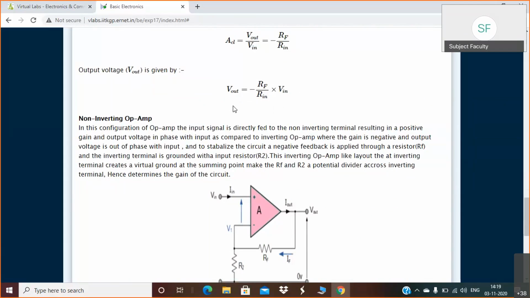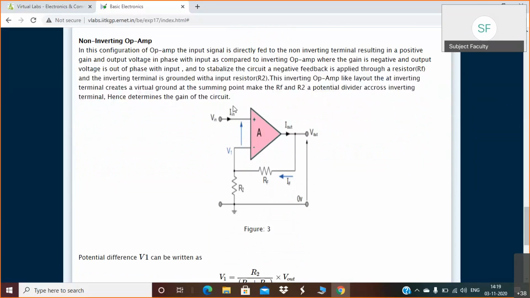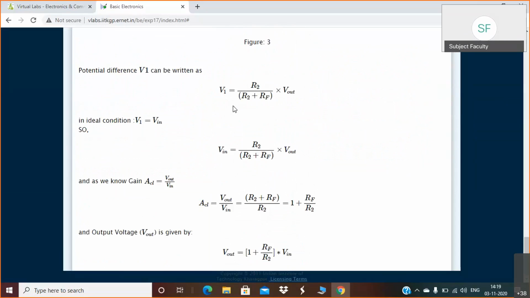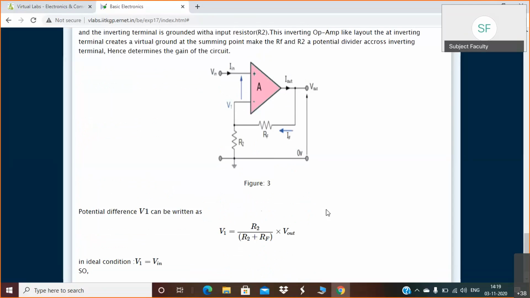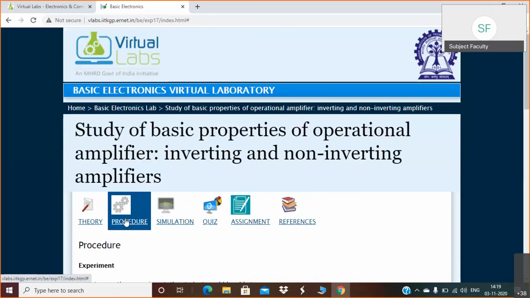So the mathematical portion is also covered. Then for the non-inverting op-amp, the information is also given here along with the gain formula. This is the gain formula for non-inverting amplifier, 1 plus Rf upon R2. Now they have taken R2 in place of R1. In our theory class, we have taken it as R1, so there is no problem. This is regarding the theory. You can go through it, then the procedure.